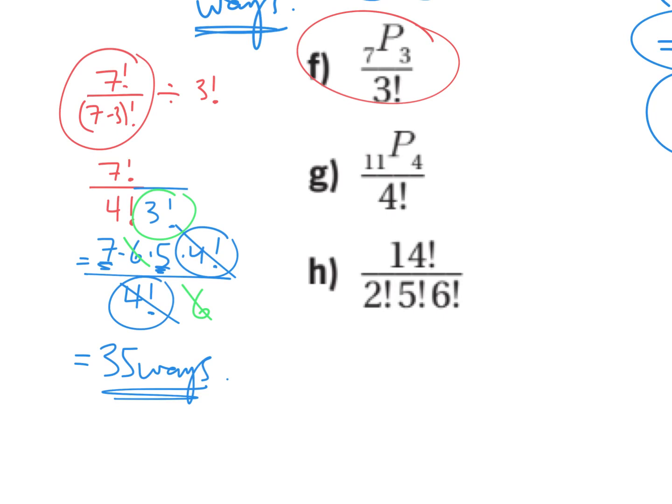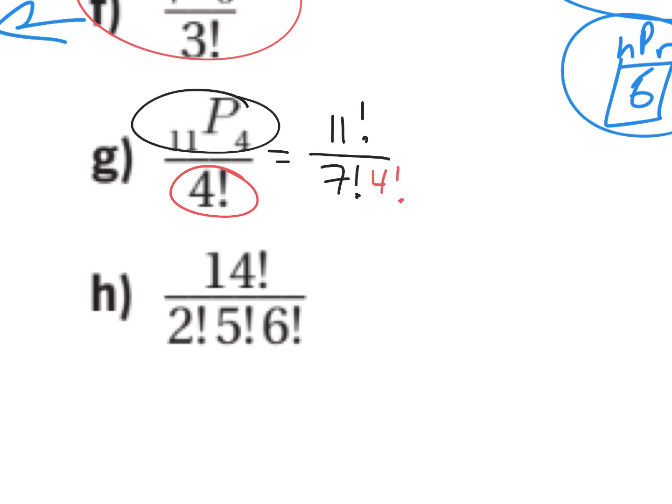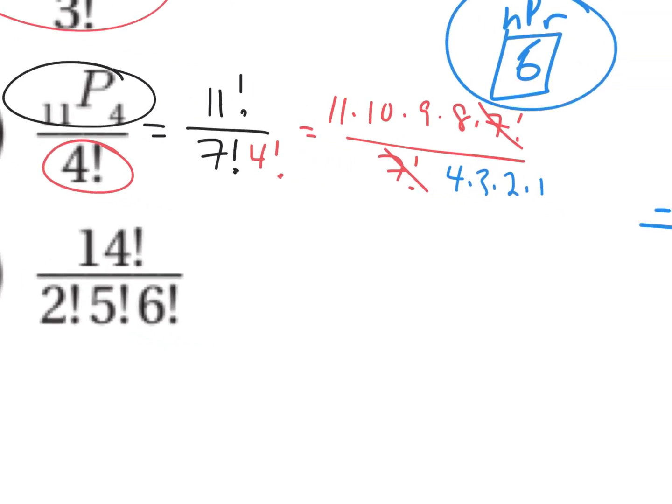Okay, let's do, and that was F. Let's do G now. So this becomes 11 factorial over 11 minus 4, which is 7 factorial, and it's being divided by 4 factorial. So we can expand 11, remove the factorial and expand it, so it becomes 11 times 10 times 9, 8, stop at 7 factorial, because the 7 factorials will cancel. And then if we expand 4 factorial, it becomes 4 times 3 times 2 times 1.